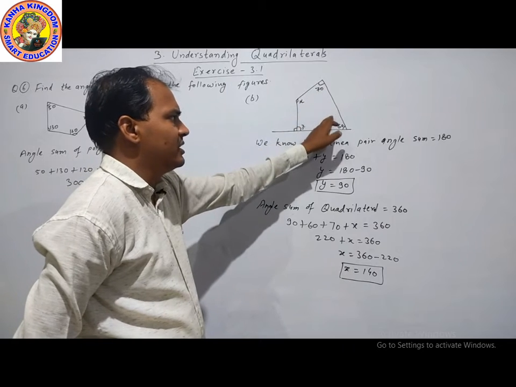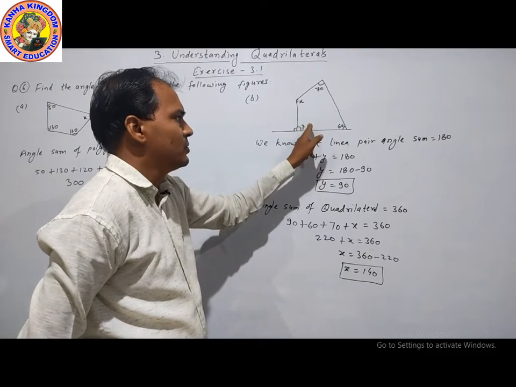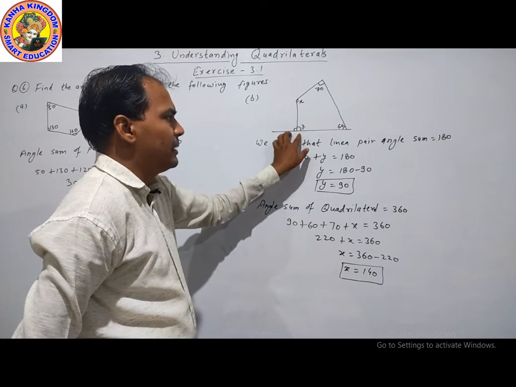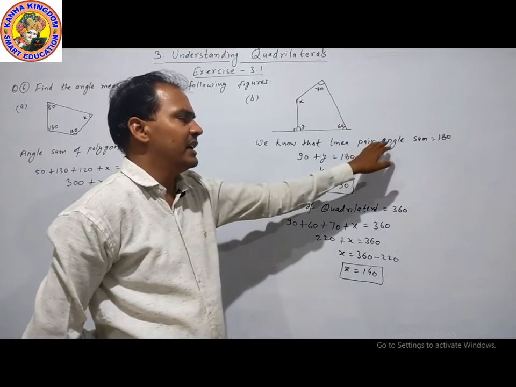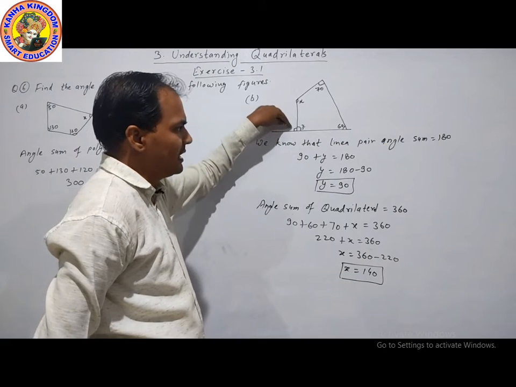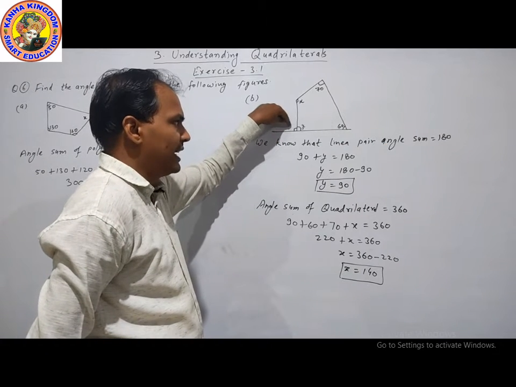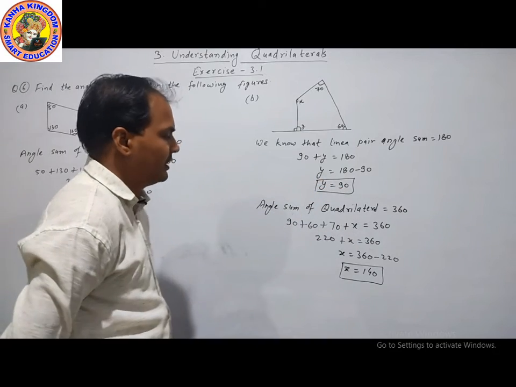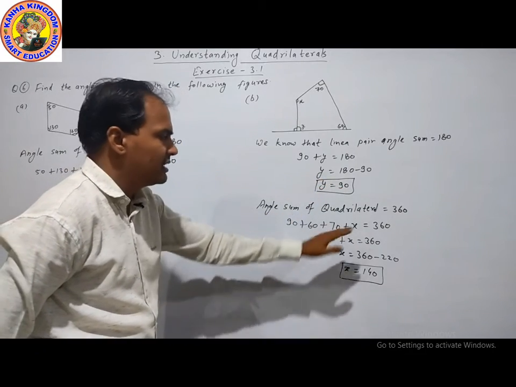Now taking beginning from this question, this is our quadrilateral. X, 70, 60, the fourth angle is missing, so we name this angle y. Now this is a linear pair angle. The sum of linear pair angle is 180. This symbol is a 90-degree angle. So 90 plus y is equal to 180. Y value is 90.